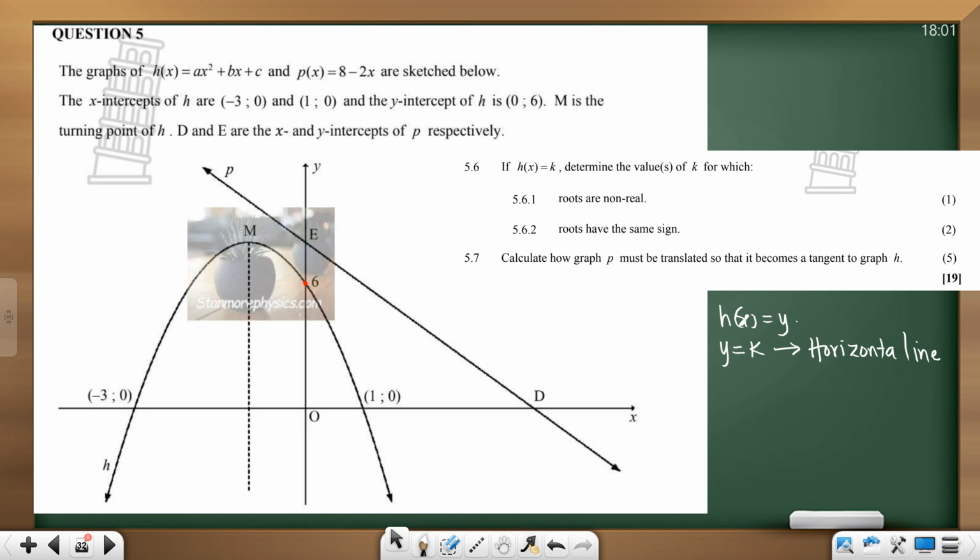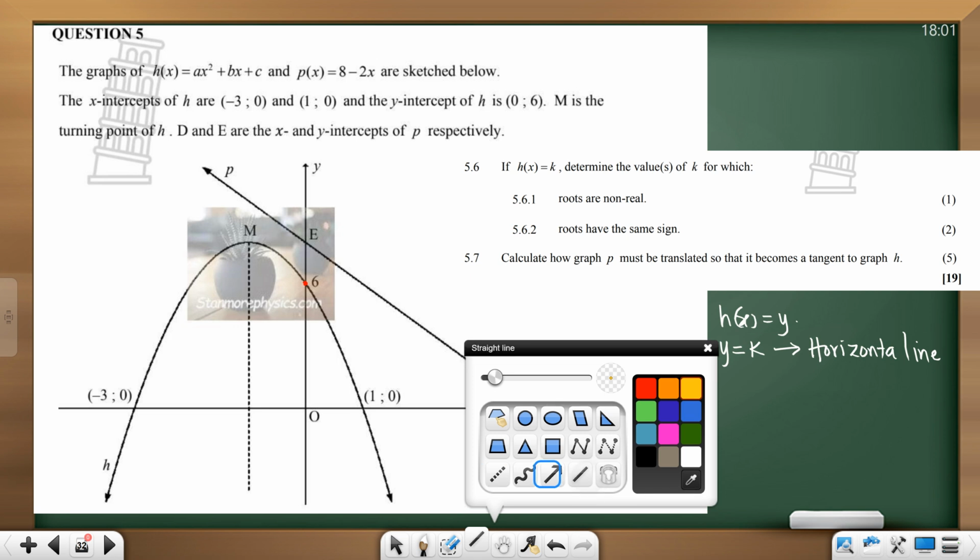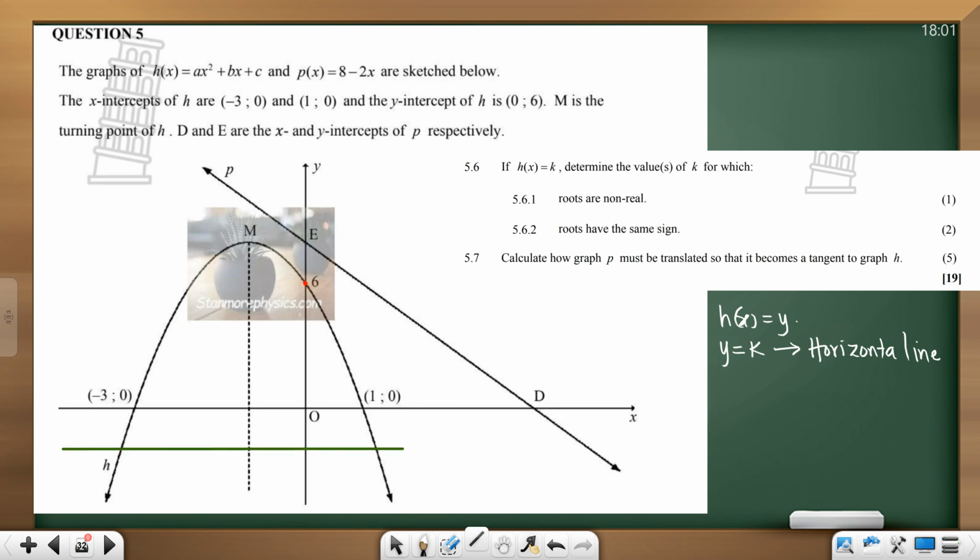For it not to have real roots, we did. Roots have the same sign. The only same sign is for both of them to be negative. They cannot have the same positive sign, because any line I draw, the negative is guaranteed. So for them to have the same signs will be between 8 and 6. Do you see it? Roots have the same sign. It's between 8 and 6, which we did.